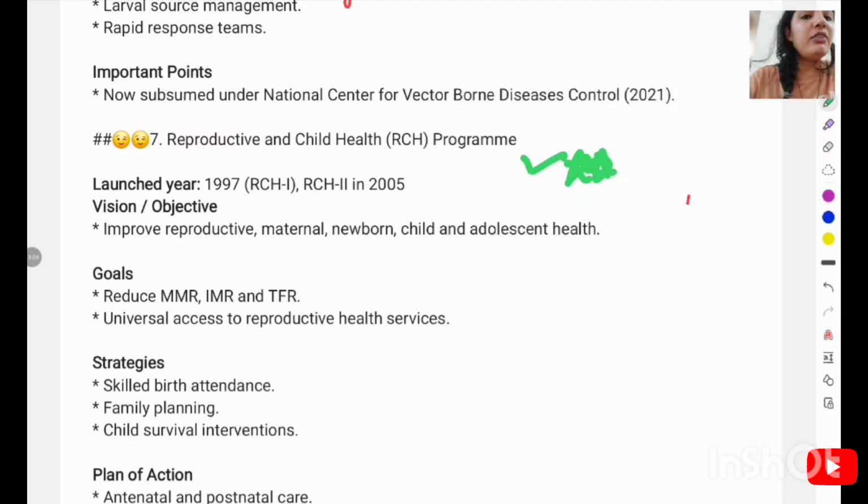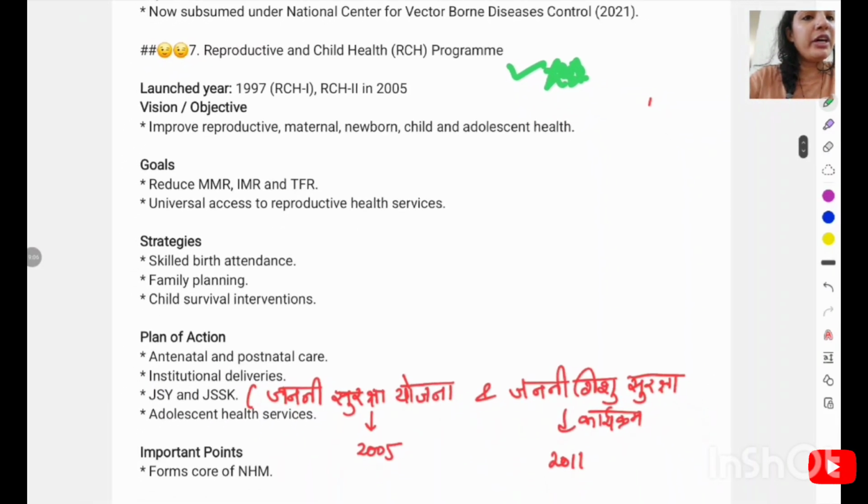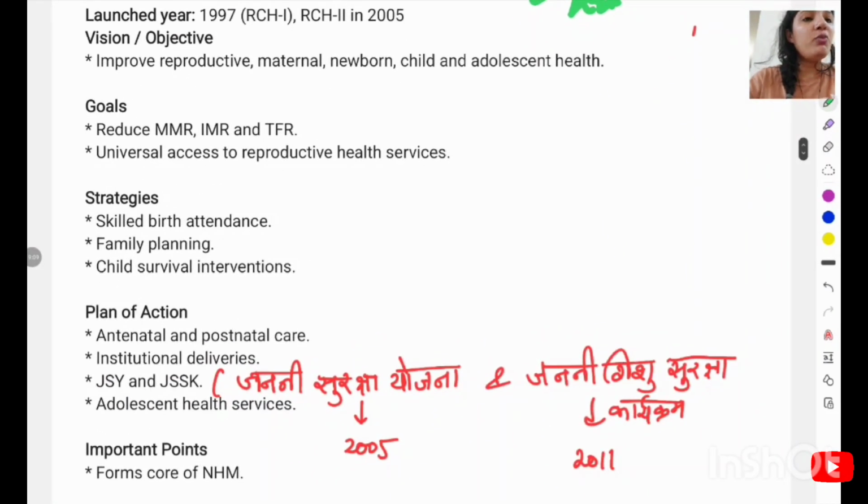Okay, then the vision of this program is to improve reproductive, maternal, newborn, child and adolescent health. So we are including reproductive women, then maternal, newborn, child, and adolescent health. Then what is the goal? Our goal is to reduce the MMR, that is maternal mortality rate, IMR, that is infant mortality rate, and TFR, and universal access to reproductive health services, because reproductive health services are a basic right of every person, so we have to provide access to all individuals.